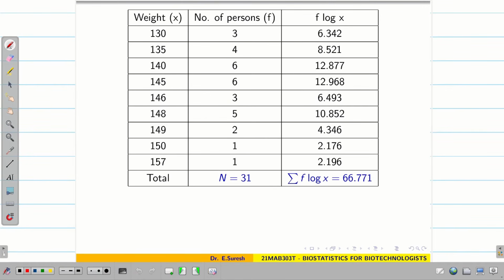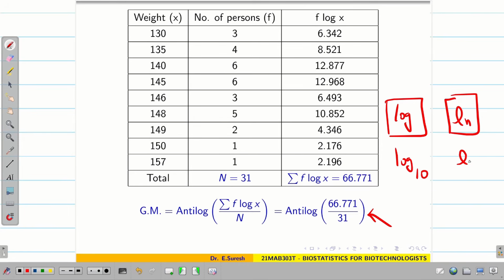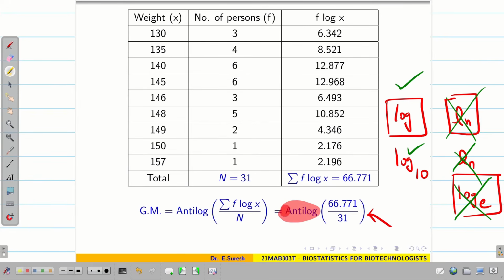The formula for geometric mean is anti-log of summation F log X by N, that is anti-log of 66.71 divided by 31. Now we have to directly enter this in the calculator. The calculator has a log button and another ln button. Log means base 10. Ln means log base e, natural logarithm. We are not using this, so you should be very careful. We are using log.